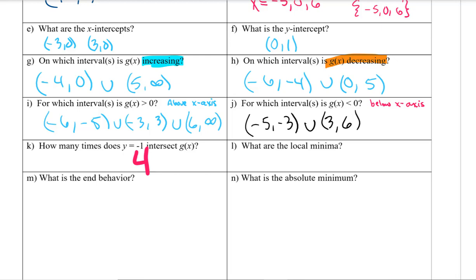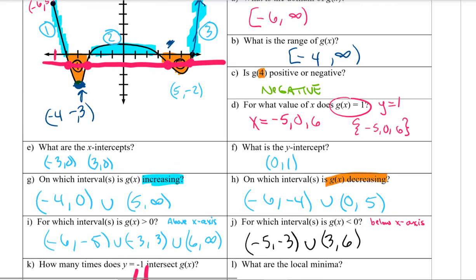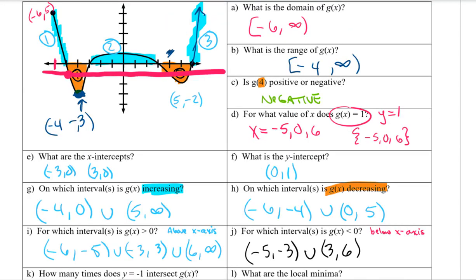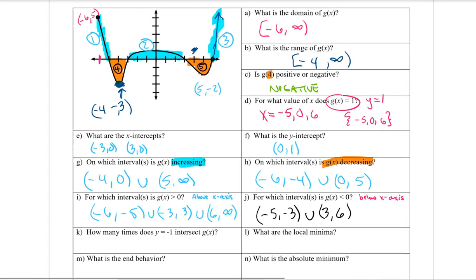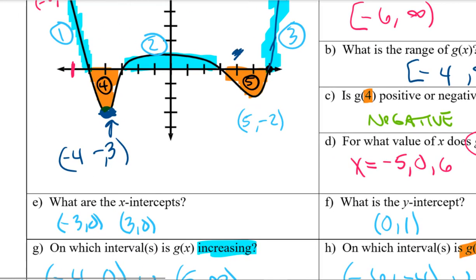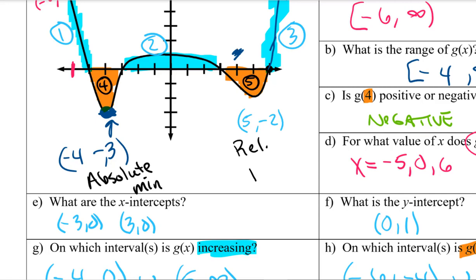Now, local min. And is there an absolute min? So we'll take a look at these. Local min means I want a minimum value, so I want the bottom of a hill. And I've got 2 bottoms right here. So if I look in region 4, I can look at that spot, and there is nothing lower than that. So that is going to be my absolute min. But this other spot at the bottom of region 5, that's going to be my relative min.